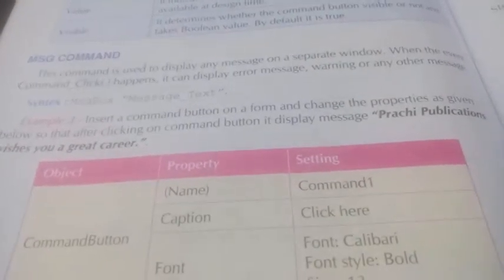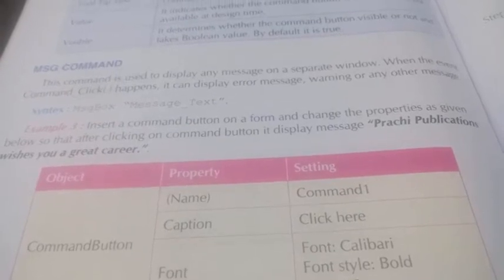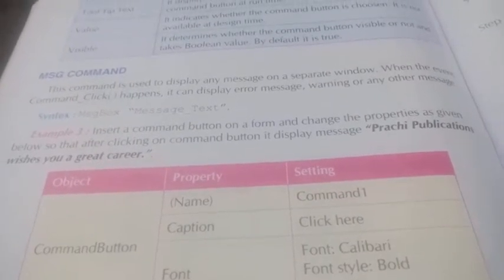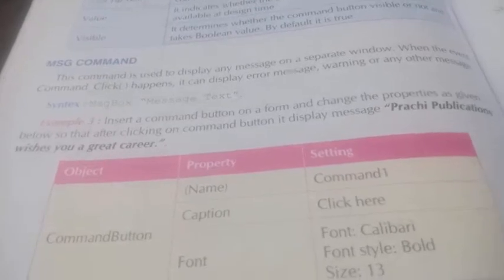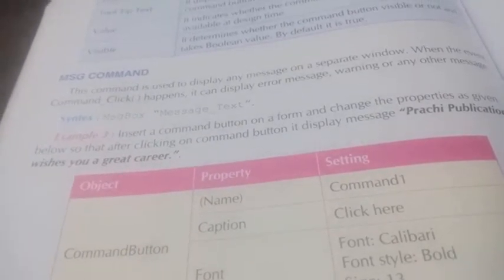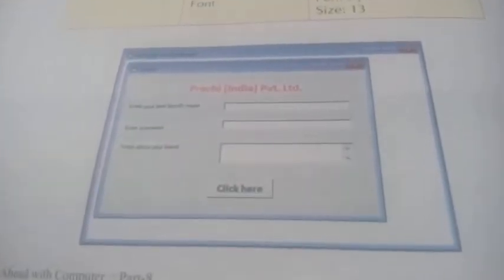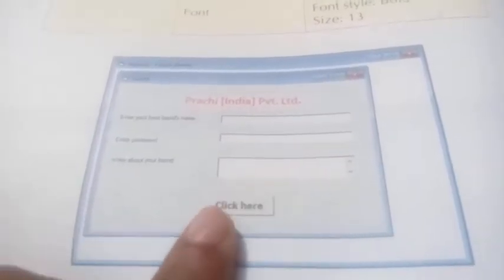When the command click event happens, it can display an error message, warning, or any other message. The syntax is MsgBox, then in double quotes the message text. If you want to add something as per your requirement, you can type it here and use it. Okay, so these are the command button properties: name, caption, font. And you can see here, these are the labels and text boxes. Here you can type the text box and password property and other things, and click on this.